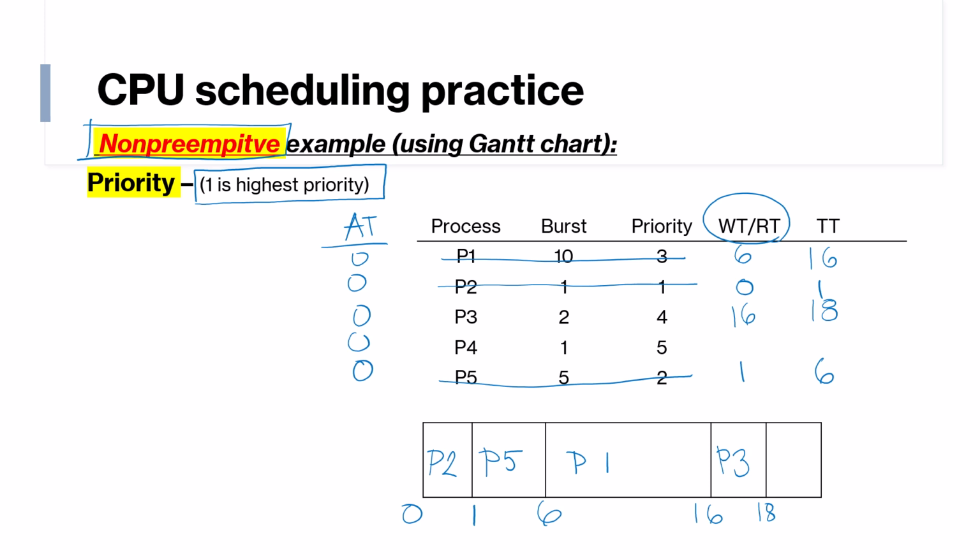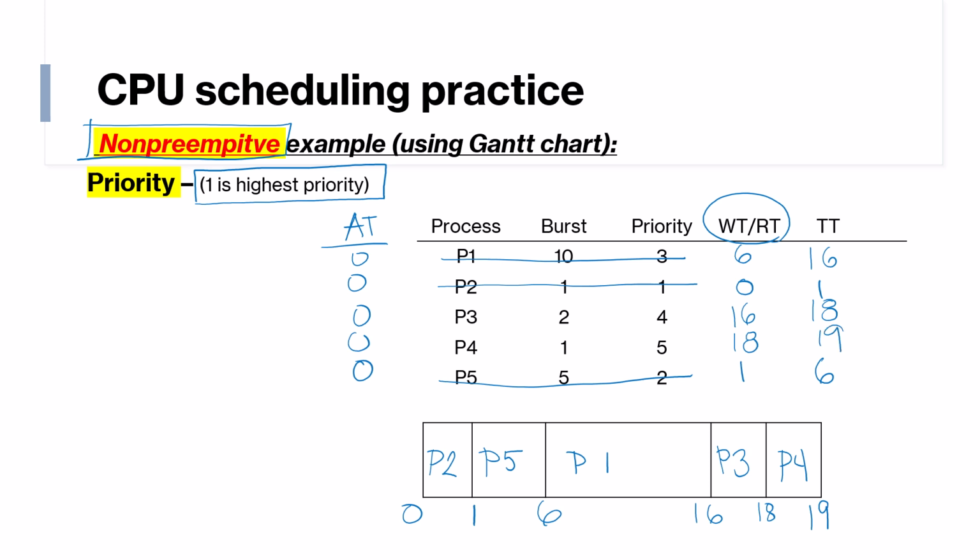All right, and then our last one to go is P4. P4 has a burst of 1, so it's done at time 19. P4 had to wait 18 time units to get the CPU and finished in 19 time units.